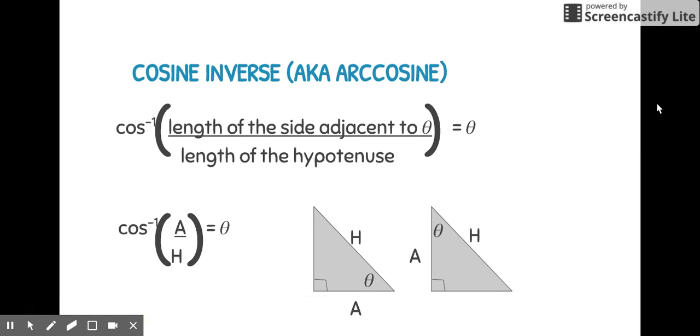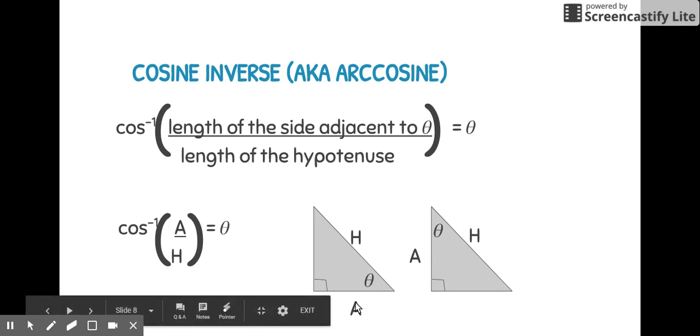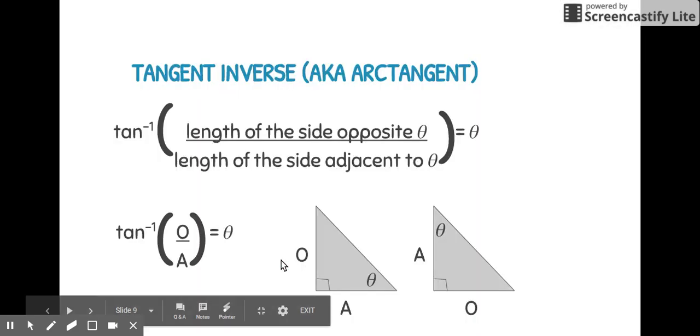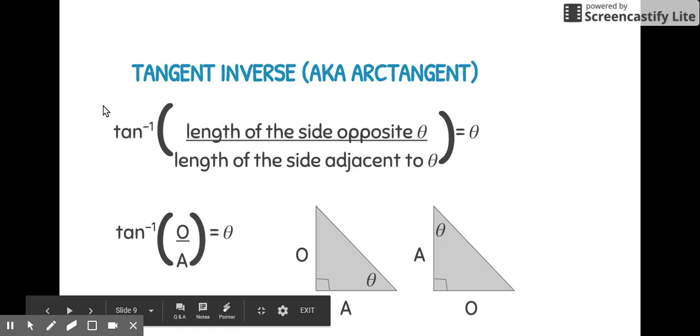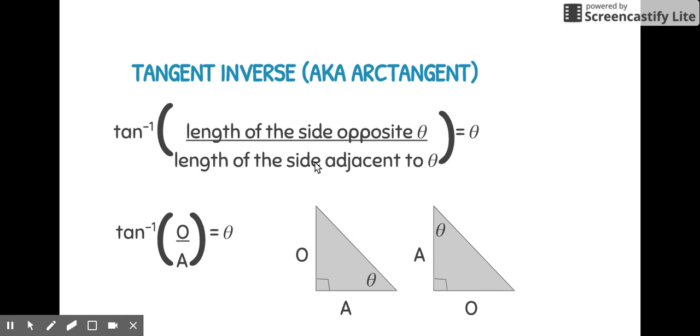You also have cosine inverse, which people also call arc cosine. To find theta this way, you would do cosine inverse of the length of the side adjacent to theta divided by the length of the hypotenuse. So cosine inverse of adjacent divided by hypotenuse gives you the angle measure. And our last inverse trig ratio is tangent inverse, which is referred to as arctangent as well. Your theta is found by doing tan inverse of the length of the side opposite theta divided by the length of the side adjacent to theta. And when you do that, that's going to give you a number which is equal to theta.